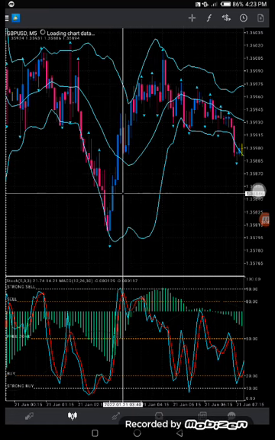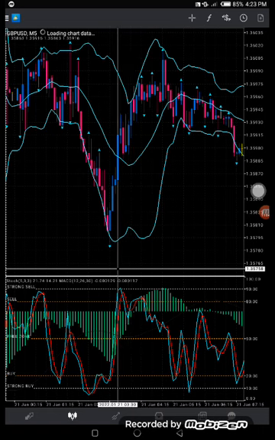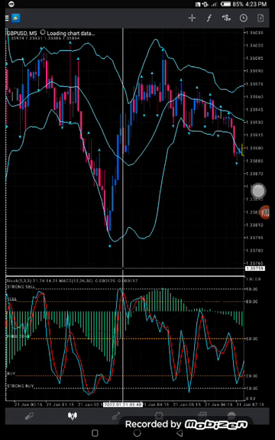And then the second note, you see now, this Ichimoku stochastic was here, but now the candles did not touch or break out of the upper Bollinger Band. So this is not a good signal. It's not a good signal to place a trade. So in this situation, you ignore it.